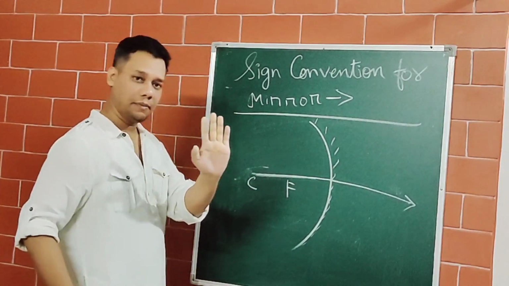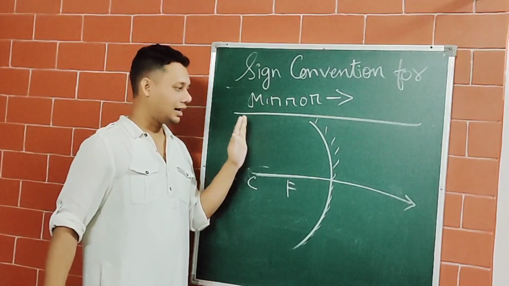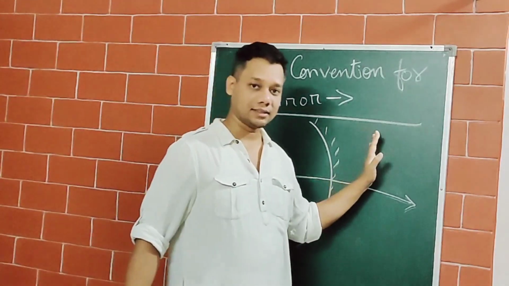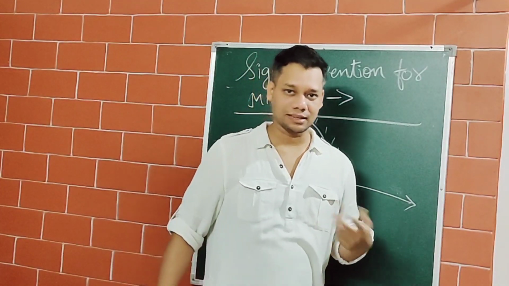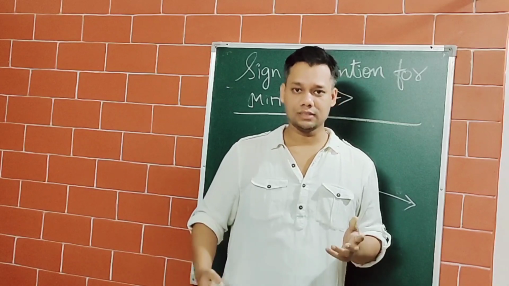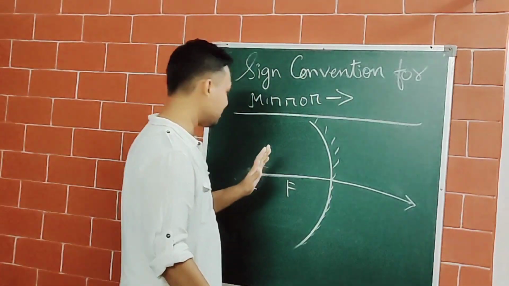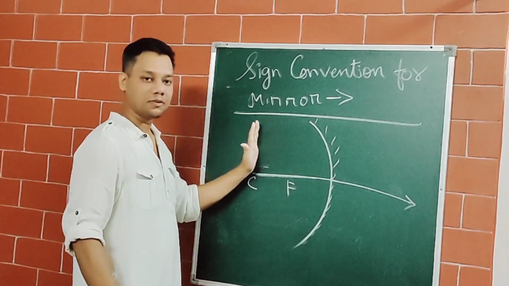An object will always be kept in front of the mirror. I cannot keep the object at the back side. If you look into a mirror, do you stand at the back side of the mirror or the front side? Obviously the front side. So we have to keep the object in front of the mirror.